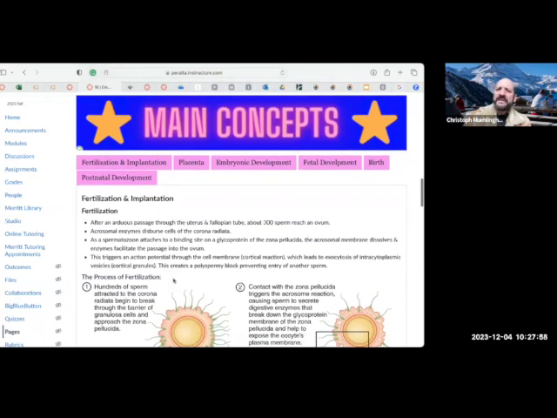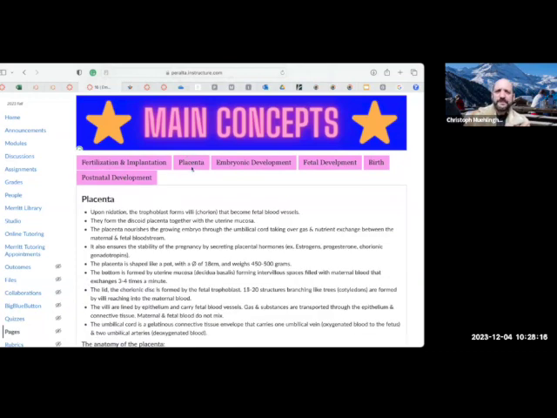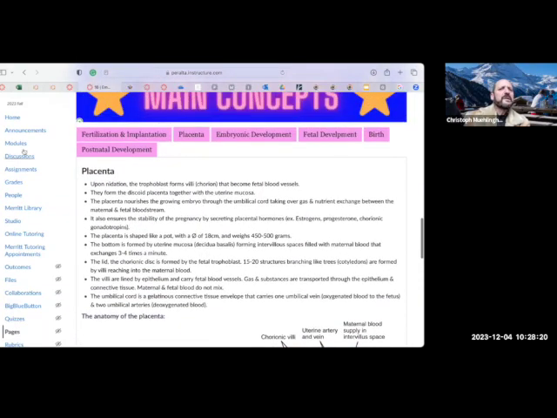We talk about the placenta, the development of the embryo, and then the fetus. Then we go into the birth, and then finish up with a little postnatal discussion of what happens. A lot on the Canvas shell is writing in the book, is all the pictures that I have there that I really like.